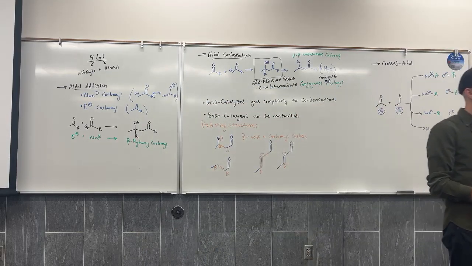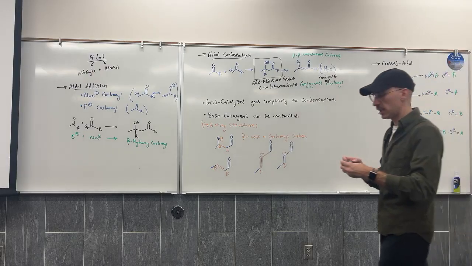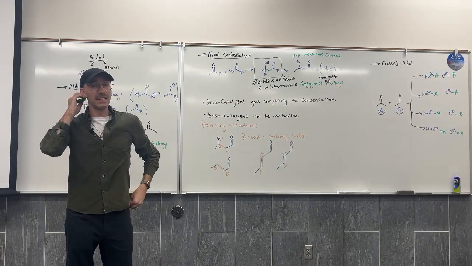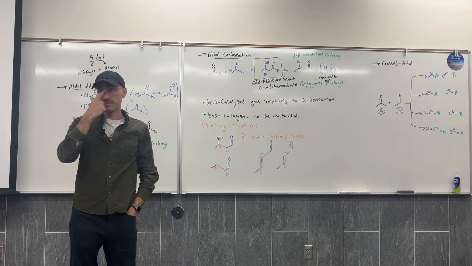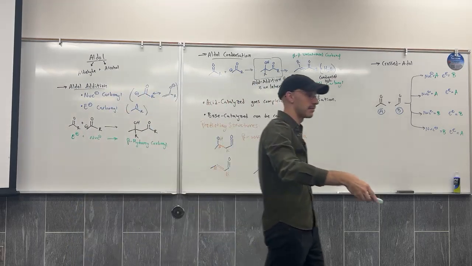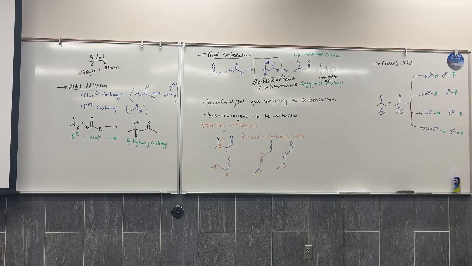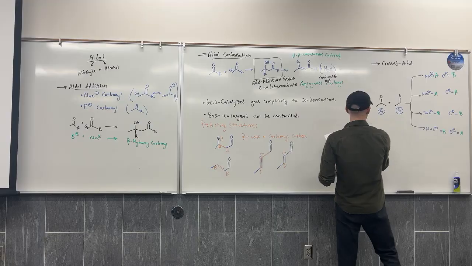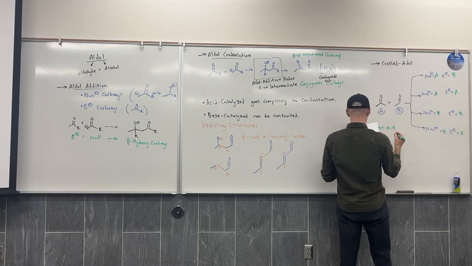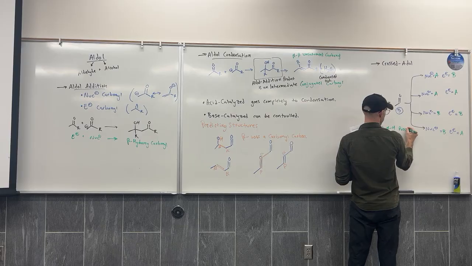Okay, so the limitation with crossed aldol is that we can get a mixture of products. We're not always looking to get a mixture of products. We want to maximize one product. So we have 3 things that we can do. We can limit alpha hydrogen possibilities.